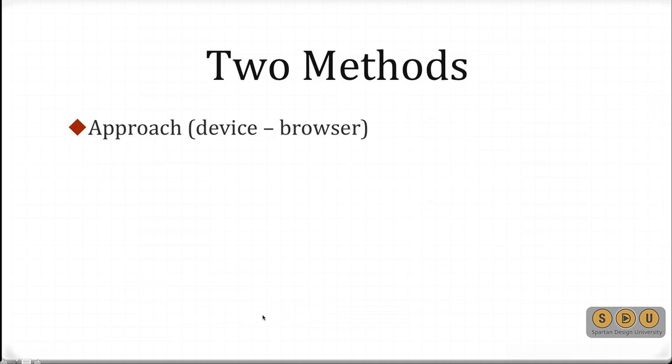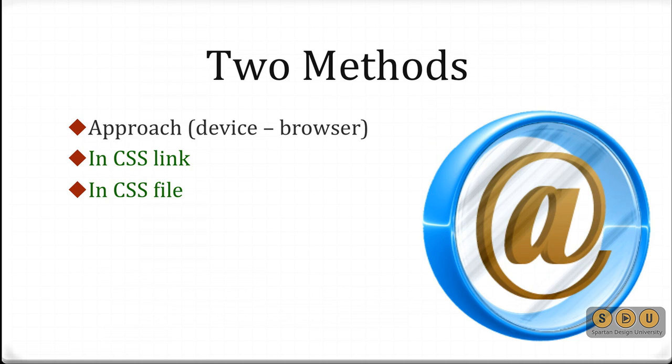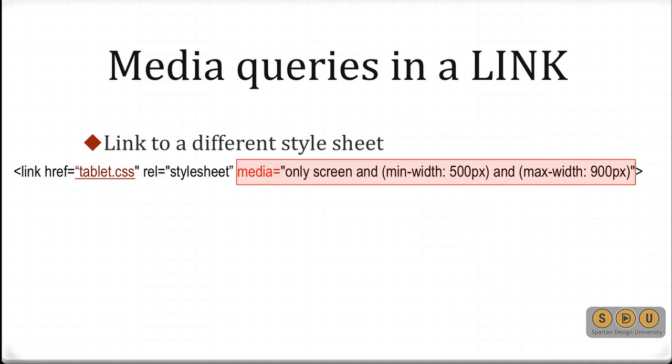Once you determine the approach you will use, device or browser, you need to pick a method for your media queries. You can use a CSS link or put them in the CSS file. Here is an example of a link to a style sheet, and this approach is not well supported in old versions of Internet Explorer, therefore I don't use it. However, you should recognize this href call to the tablet CSS as something you'd put in the head of your document. Notice the media query is part of the call to the style sheet.